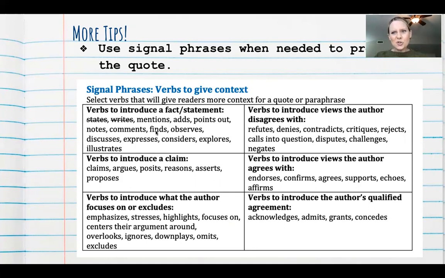What we want to try to avoid is shows, says, states, writes, those verbs. And we want a little bit stronger, more compelling verb choices to lead into quoted material. Observes, reasons, asserts, supports, echoes. There are much more dynamic and interesting verbs out there. So just keep those in mind as options when you're presenting quoted material.